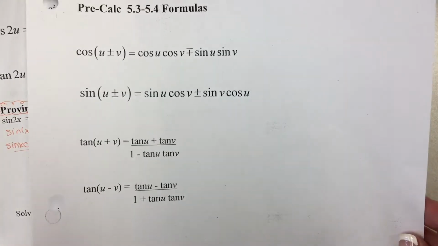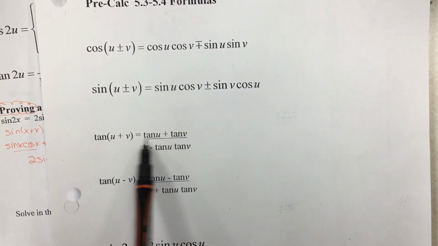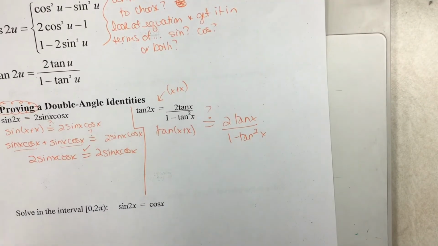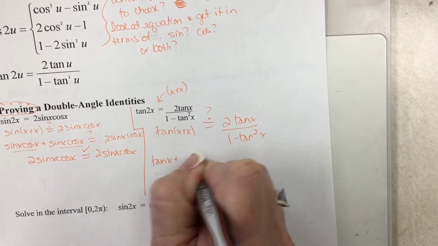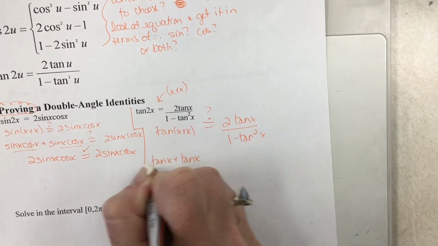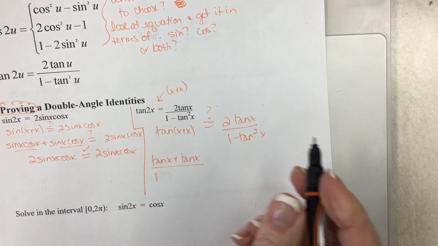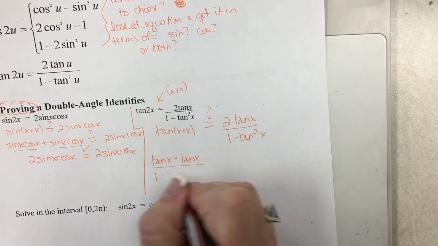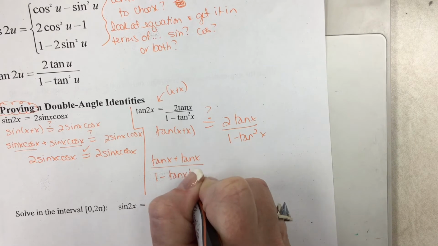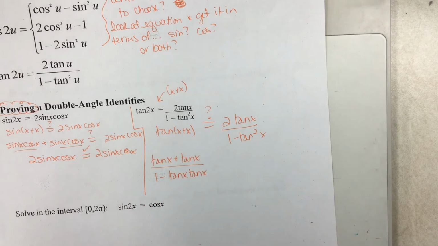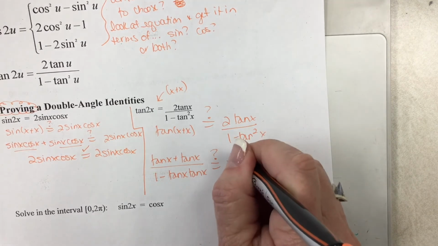It's adding, so this is being pulled off of this 5.3 formula sheet right here, where I take tangent of the first angle plus tangent of the second angle, all over 1 minus tangent of the first angle times tangent of the second angle. Does that really equal that?